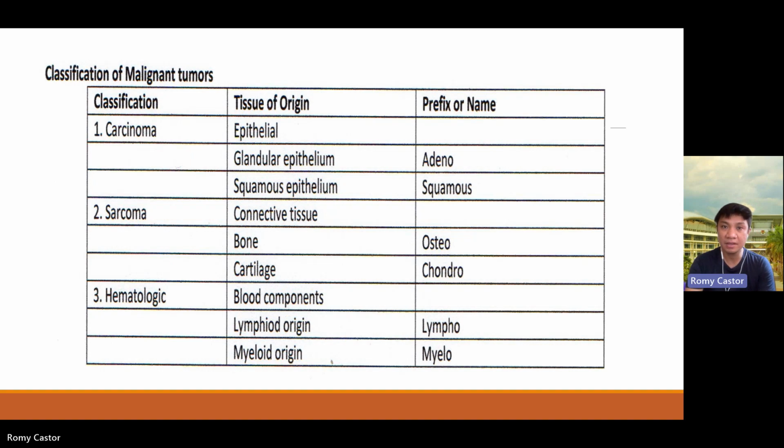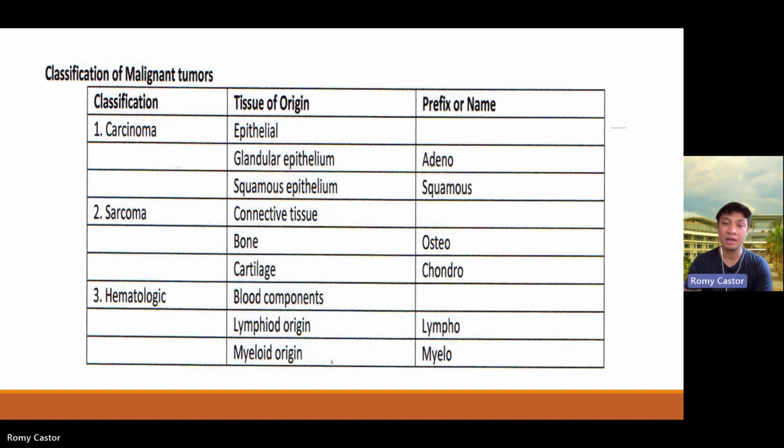Okay, then we have here the summary of that. So we consider that once our malignant tumor involves our glands, tinatawag natin siyang adenocarcinoma. If it involves our squamous epithelial tissue, we call this squamous cell carcinoma. Then we have here the term sarcoma. So sarcoma is our connective tissues. Like if that one is our bones, we call this osteosarcoma. That one is our cartilage, we call this chondrosarcoma.